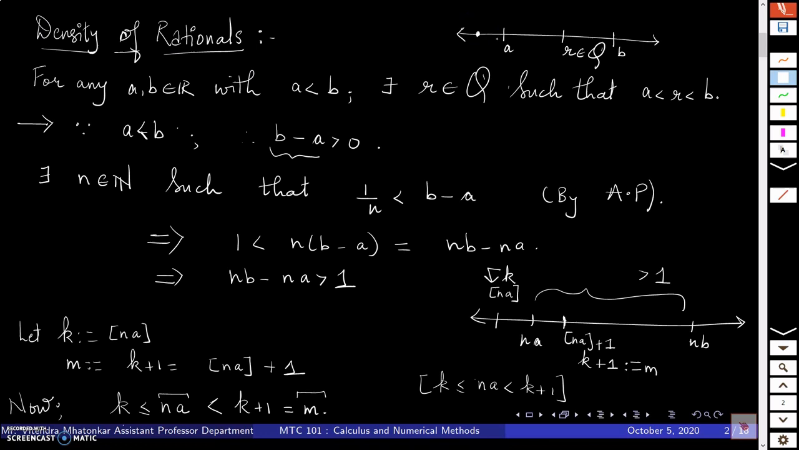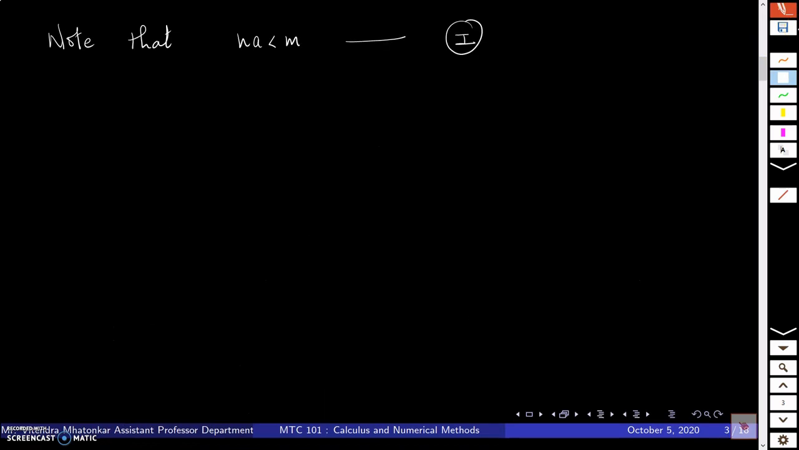Now finally what I want to prove is that there is a rational number R between A and B. If you see the hypothesis of the statement, I want to find a rational R between A and B. So what I will be doing is, we will show that NA is strictly less than m and m is strictly less than NB, and then I multiply by 1 by n throughout, and I'll have A strictly less than m by n, and that is strictly less than B. And this will be a required rational number m by n, which is strictly lying between A and B. So this is the idea of the proof.